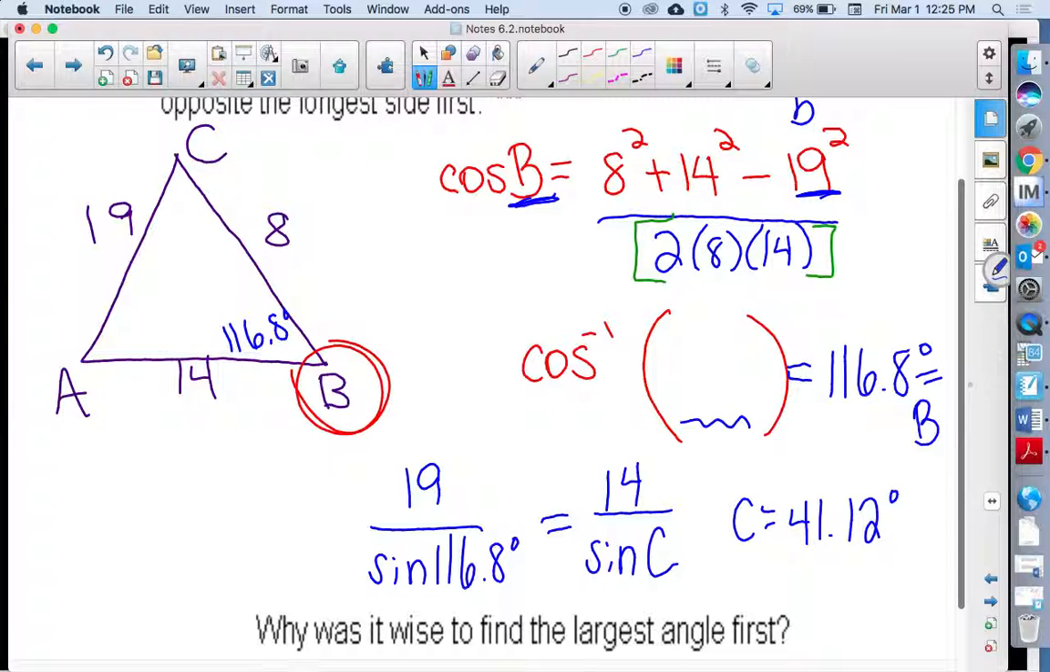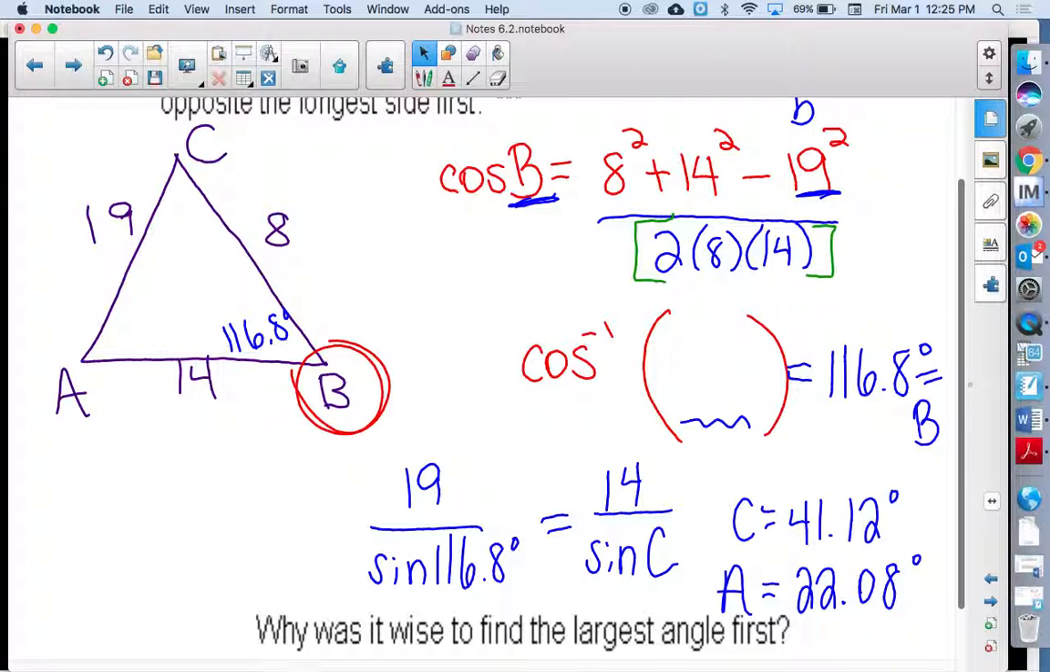Again, you could use the law of cosines, this same formula, the angle formula. You could go back to using the standard formula because now you have side angle side set up, or you could use the law of sines. And then Emily, you were giving me angle A as well, which was 22.08. Pretty straightforward.